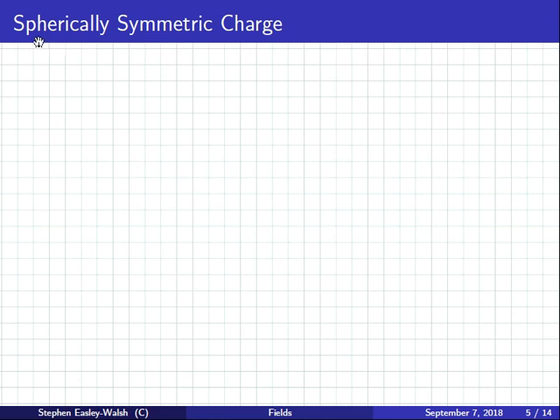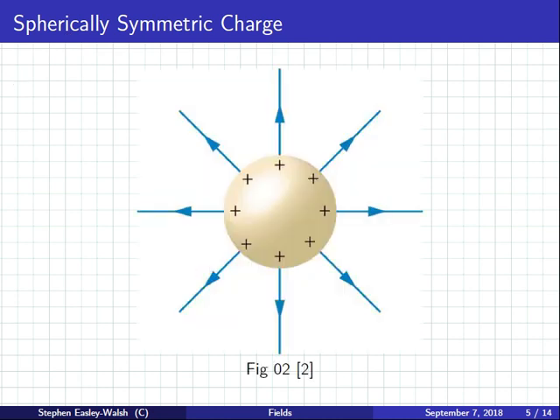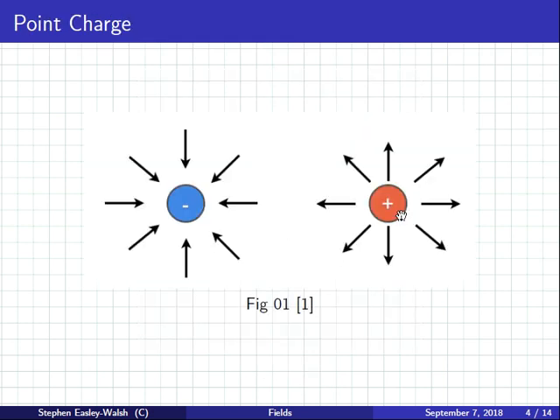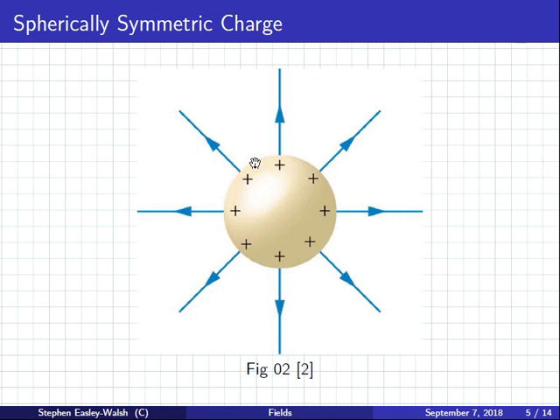Right. Do you know this word? Spherically? No. Do you know the word sphere? No. Great. So sphere means like a ball. So this is an example of a spherically symmetric charge, a positive charge. Now do you notice how it's the same as one positive? So what we're saying is, if you have many positive charges in a sphere, then it's like one big positive charge. So it's the same idea.